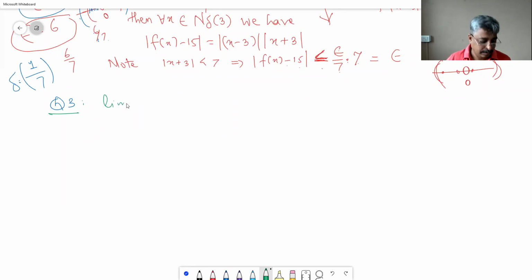Limit x tends to 2, (x cube minus 4) upon (x square plus 1). So these are not indeterminate forms. They are simple functions. We could have also found out the answer for this function in pre-calculus, before defining the limits also we could find out.